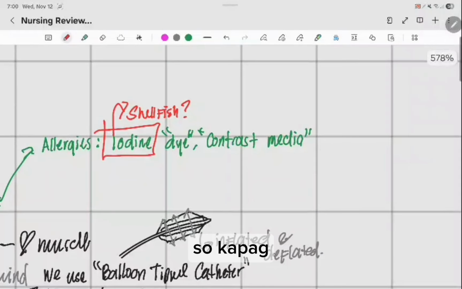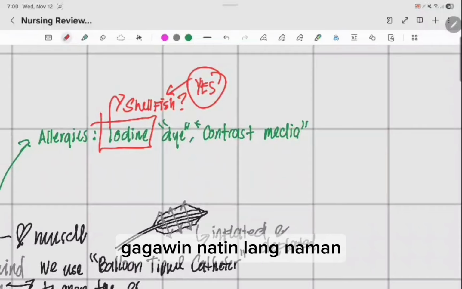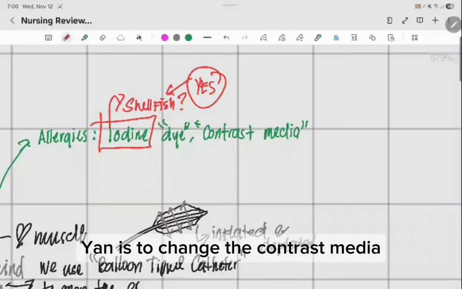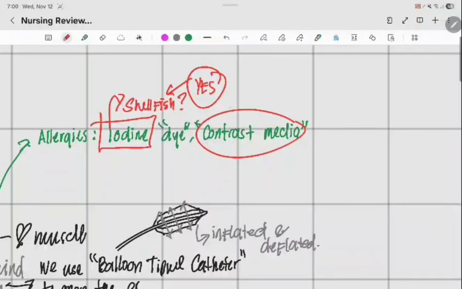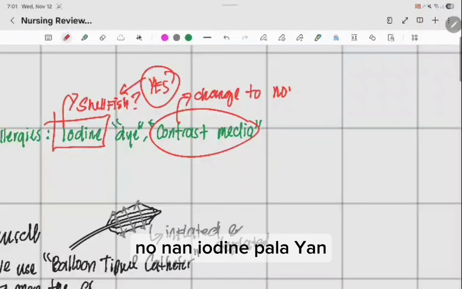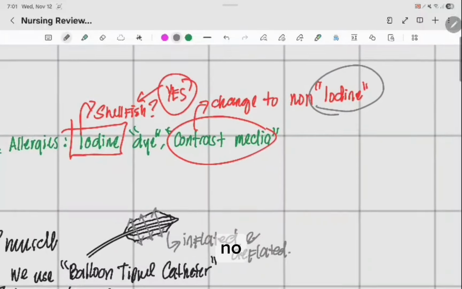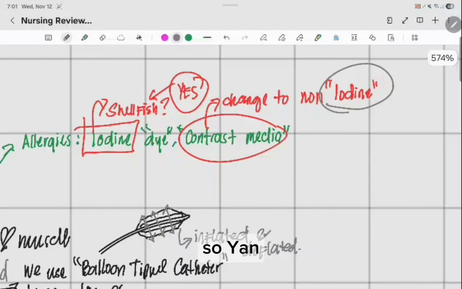So when the patient says yes, no, 'di ba? If the patient says yes to allergy, all we do is change the contrast media. You have to change it to non-iodine, non-iodine na contrast media. So that's the remedy to that, no? So yan. So ano pa?